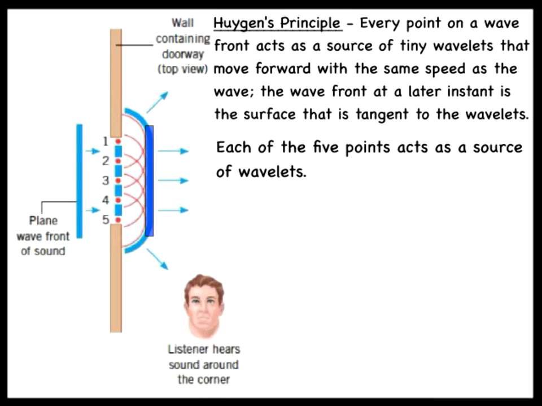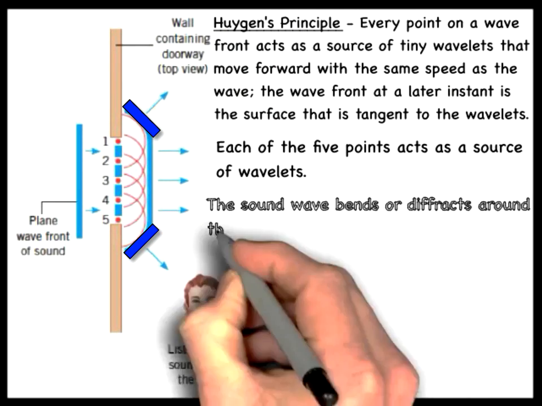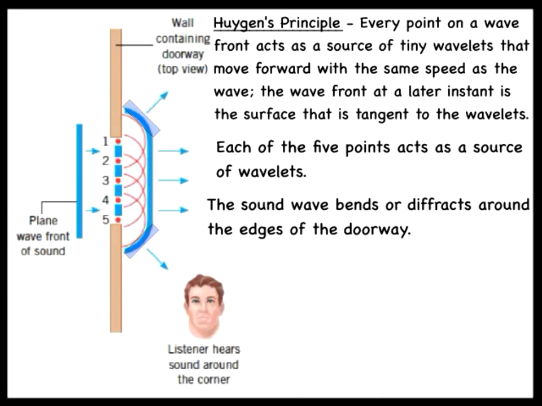At the edges, however, points 1 and 5 are the last points that produce wavelets. Huygens' principle suggests that in conforming to the curved shape of the wavelets near the edges, the new wavefront moves into regions that it would not reach otherwise. The sound wave then bends or diffracts around the edges of the doorway. This is why a person who is not standing directly in front of the doorway can still hear the sound.